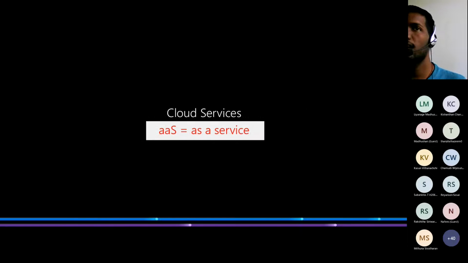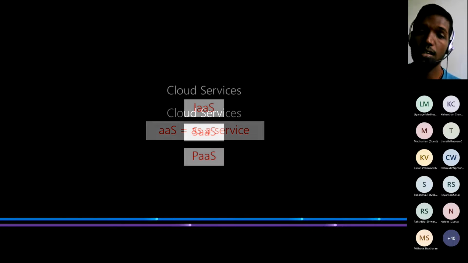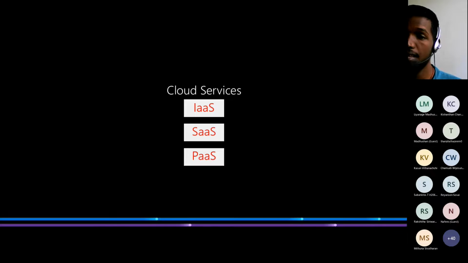Then the cloud services: basically we can divide them into three broad categories, the "as a service" models. Infrastructure as a service, software as a service, and platform as a service.